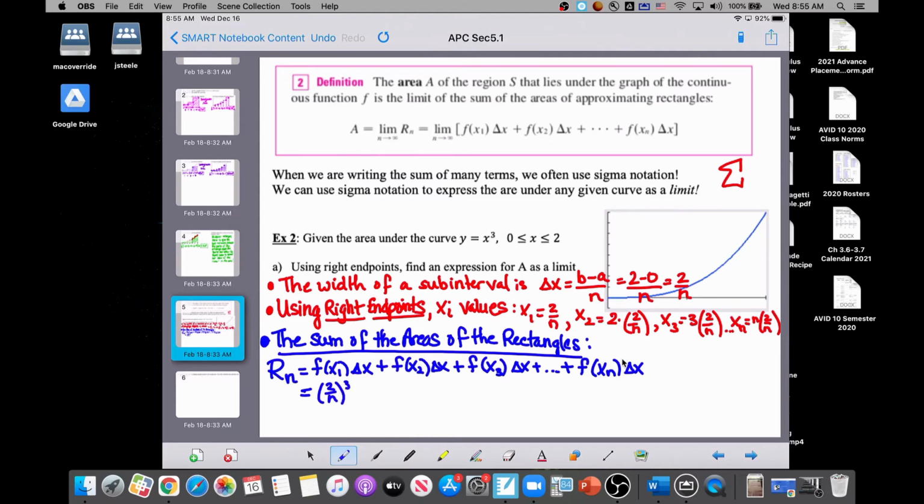Again, that cubed comes from the fact that our function is x cubed. And then times, so that's the height of the first rectangle, times the base of the first rectangle, which is our delta x, or our 2 over n.